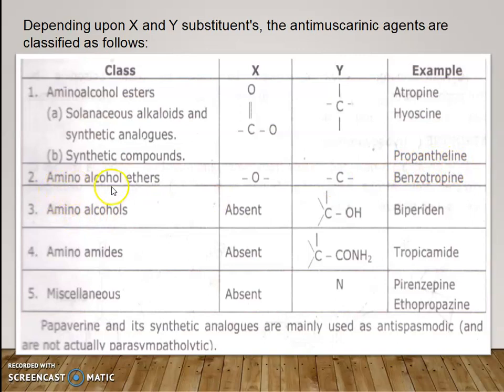Next class, amino alcohol ether, in which X is oxygen and at the Y position it has carbon, and the example is benztropine.